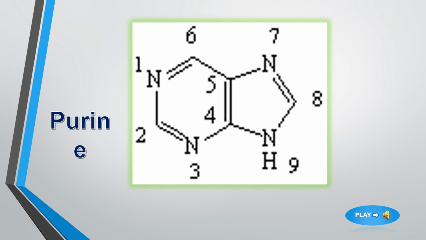In the purine ring, the nitrogen atoms are present in the first, third, 7th and 9th positions. And the carbon atoms are present in the second, fourth, 5th, 6th and 8th positions.